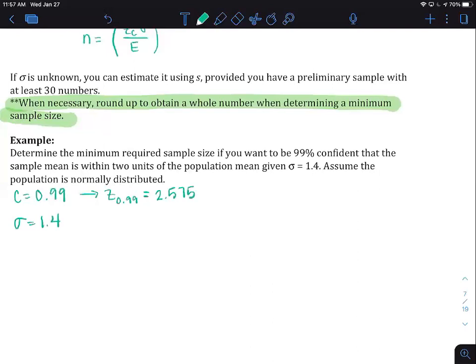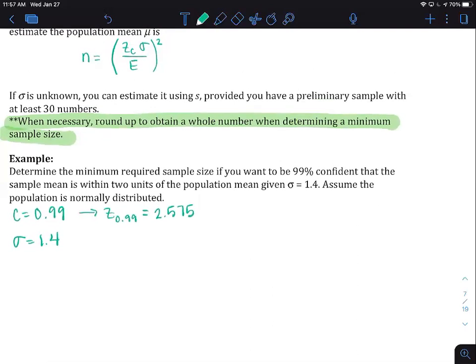And then the other thing we need to find for our formula is our E. This one is kind of hiding in here. So it says within 2 units. That is your margin of error. So E equals 2. All right, so plugging this in, n equals the quantity of 2.575 times 1.4, all divided by 2, quantity squared.